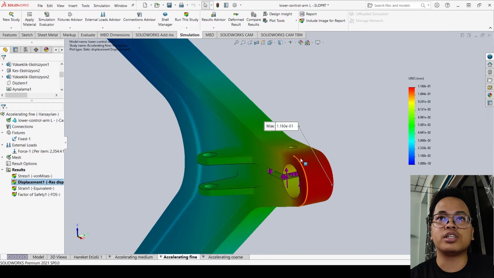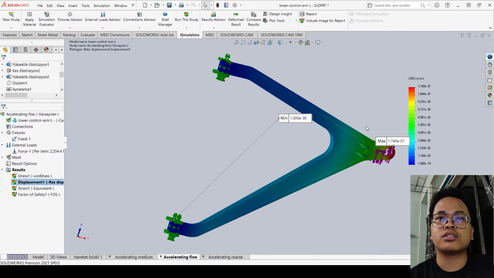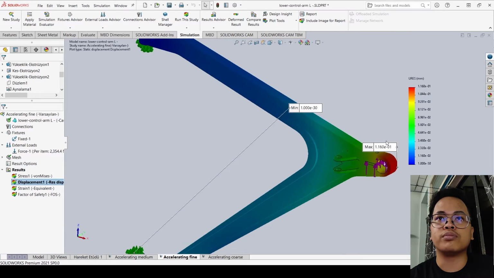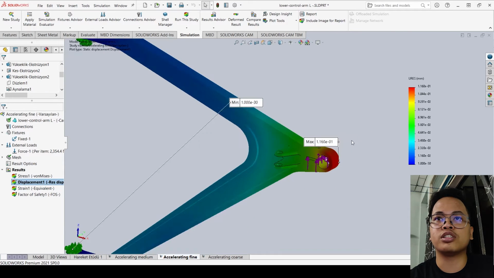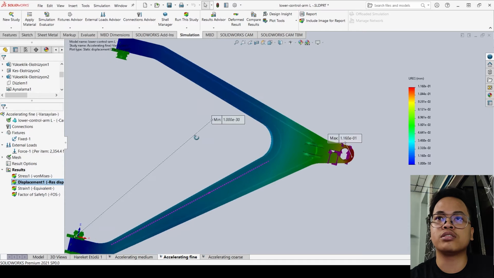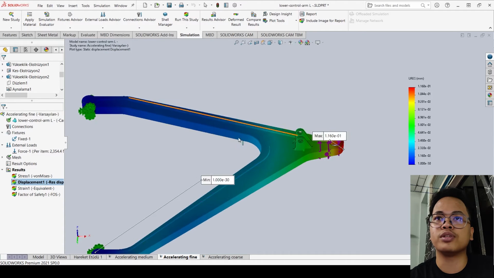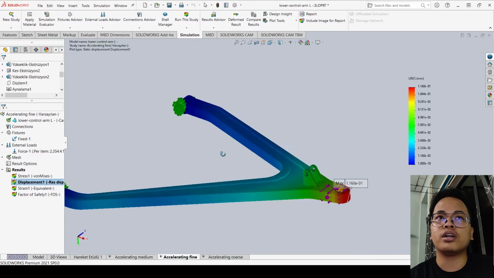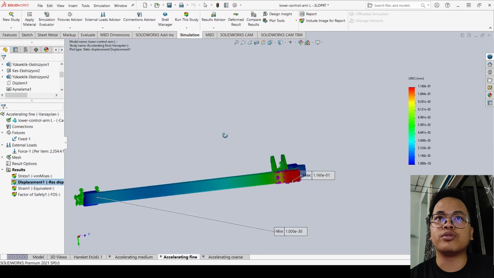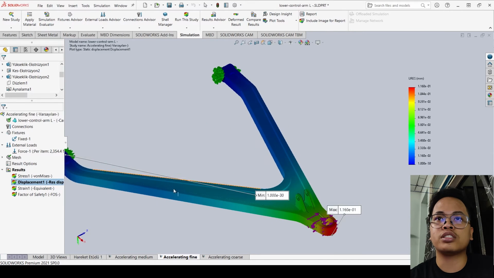For the displacement chart, as shown here, the maximum displacement that will occur in the lower control arm in the accelerating condition is around 0.116 millimeters, which is small considering the movement of the lower control arm in the vertical direction. So the lower control arm may not deform very much during acceleration.